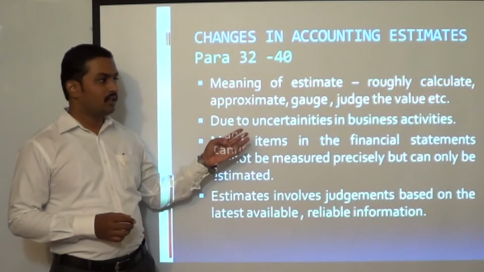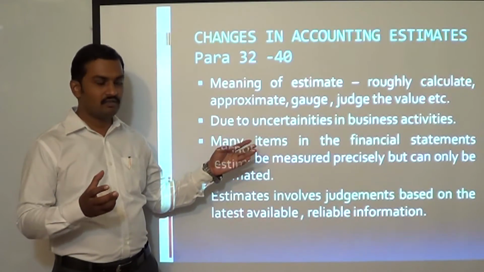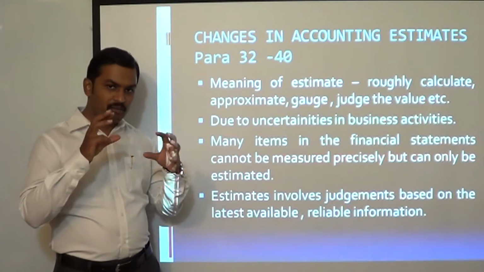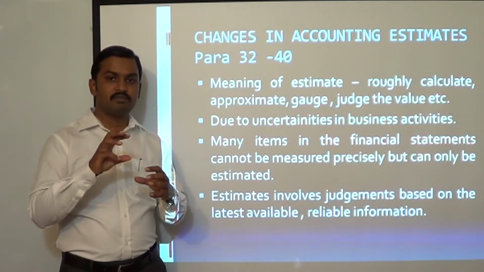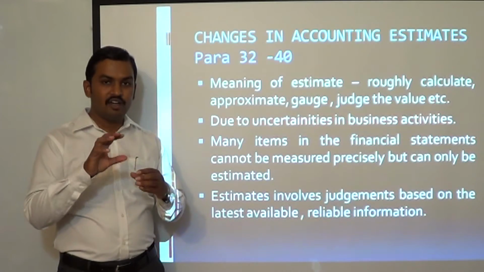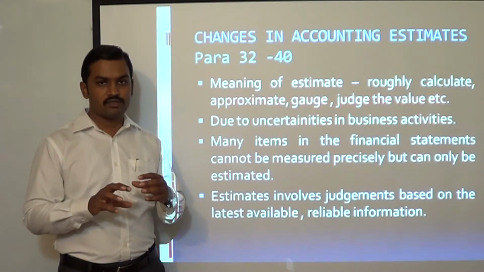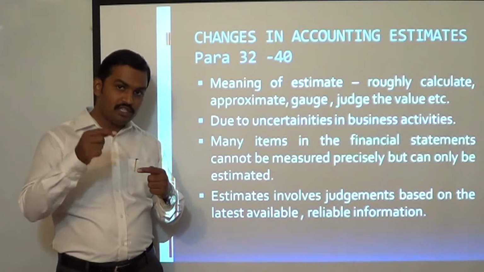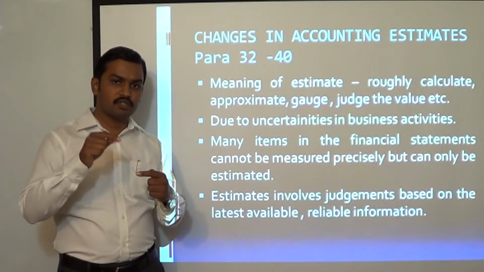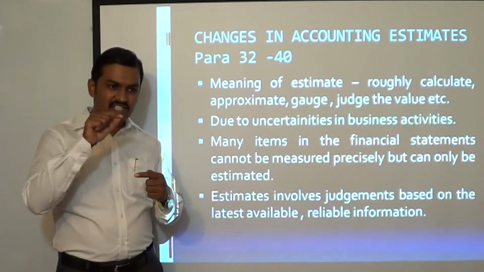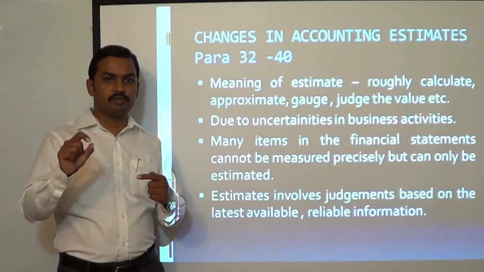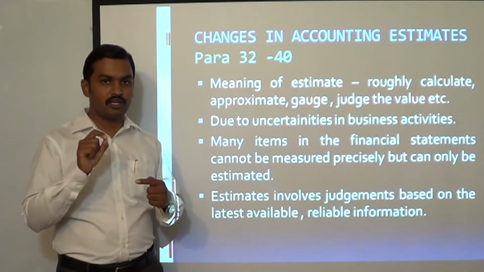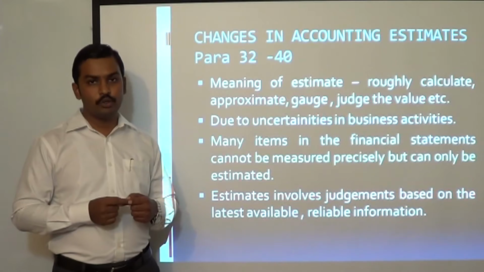See, we all know the business activities are uncertain, and due to this uncertainty in business activities, there are many items in the financial statements of an entity which cannot be measured precisely. So the activities of the business are uncertain. Due to these uncertainties, it is not possible to measure each and every item of the financial statement of a business in a precise manner, that is, in an accurate manner. Okay, so in such cases what should we do?